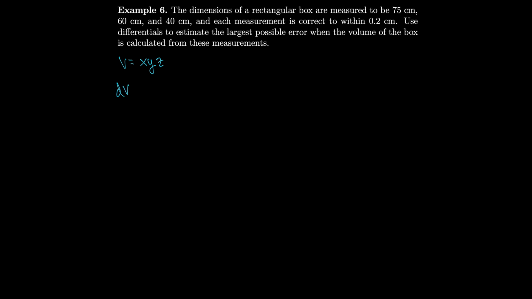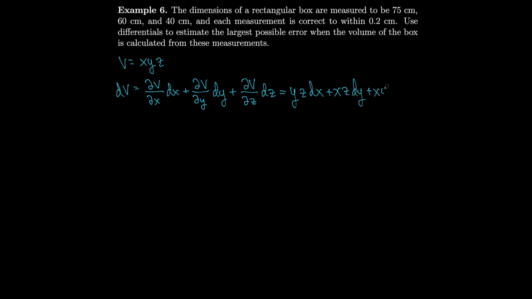So our differential dV is the partial of V with respect to x dx plus the partial of V with respect to y dy plus the partial of V with respect to z dz. Oops, I just wrote dy twice. Okay, so let's look at that first partial with respect to x. These guys are the constants, so we get yz dx plus xz dy plus xy dz.